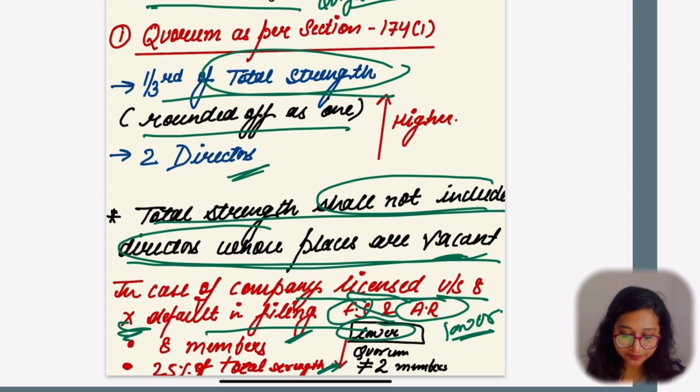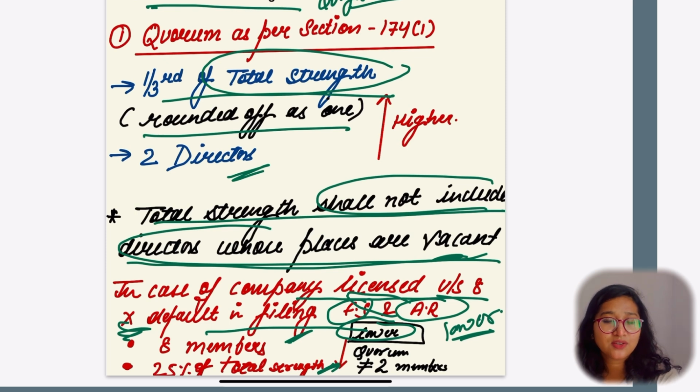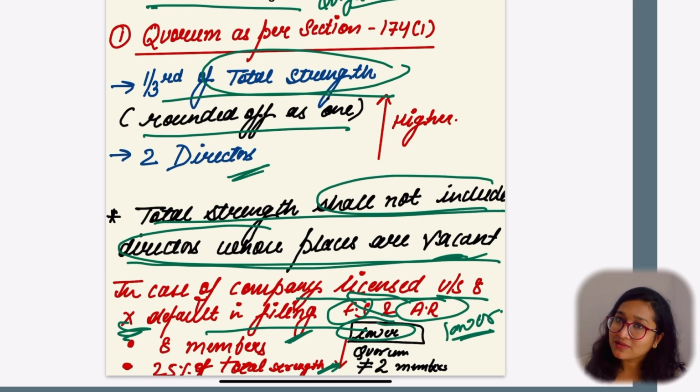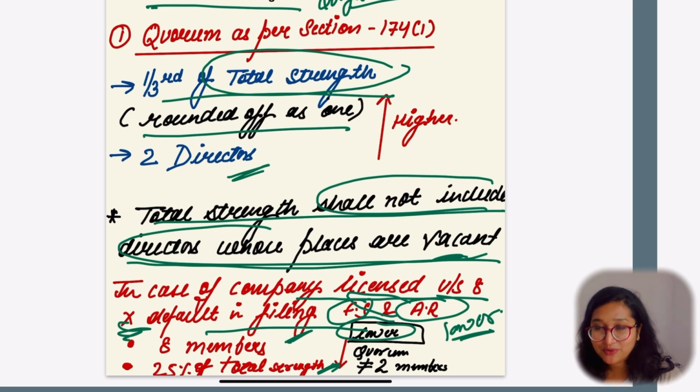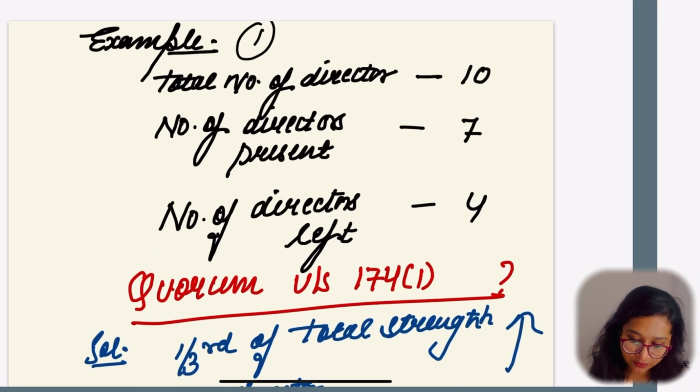Is it clear? So the quorum as per section 174 subsection 1 specifies that the quorum of board meeting should be at least 1/3 of total strength or 2, whichever is higher. But in case of a company licensed under section 8, we are going to take 8 members or 25% of total strength, whichever is lower. Let's go for the next part.